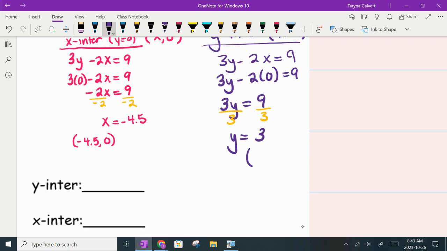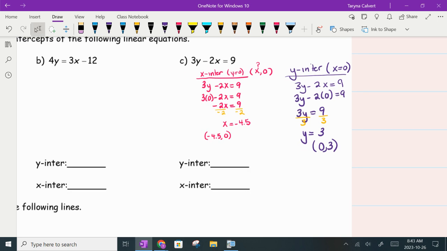That, again, is an ordered pair. Right? So that is your output piece. So then your y-intercept was 3. Your x-intercept was negative 4.5.